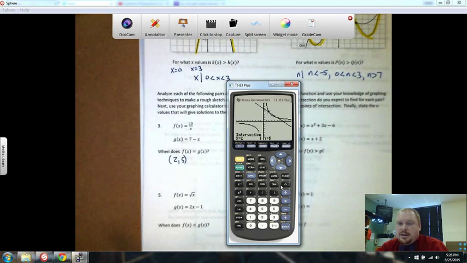Now they touch a second time, which is right here. So I'm going to repeat the process. Second, trace, scroll down to number 5, hit enter. But now I'm going to move the cursor over here. I'm going to hit enter 3 times again. Once, twice, third time. And it's at 5, 2.